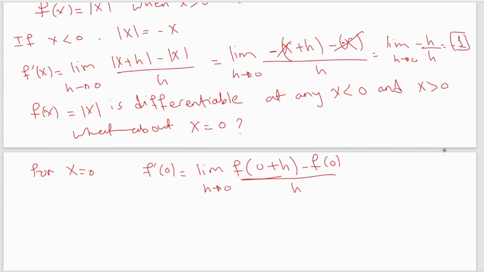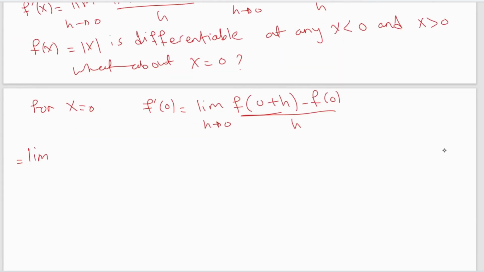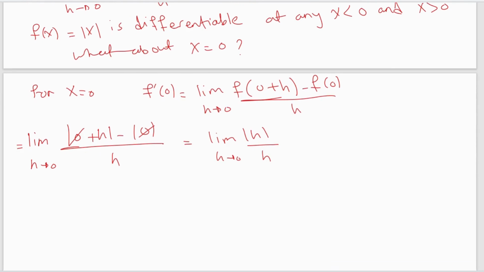So this will give us the limit when h goes to 0 of the absolute value of 0 plus h minus the absolute value of 0 over h. This will go with this one, and we will have the limit of the absolute value of h over h as h goes to 0. So we don't know yet if it exists or not. So let's compute the left and right limits separately.